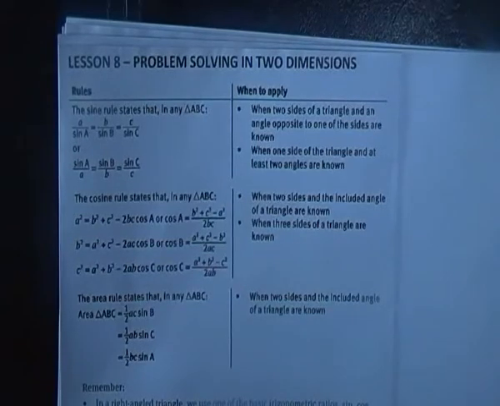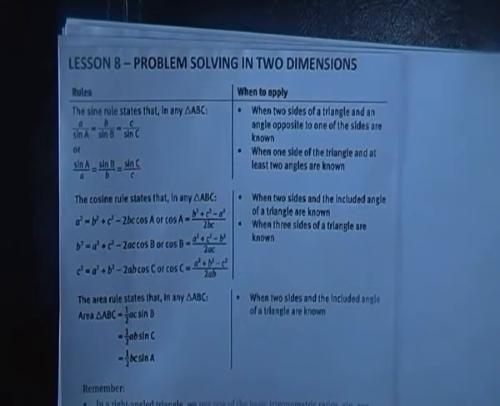All right. So we are on lesson 8 in this booklet, that is problem solving in two dimensions using mainly the sine rule, the cosine rule, and the area rule. Now, this is a very usual question. How do you know when you should use the sine rule, when should we use the cosine rule, when should we use the area rule?